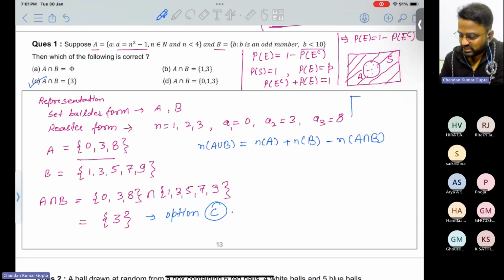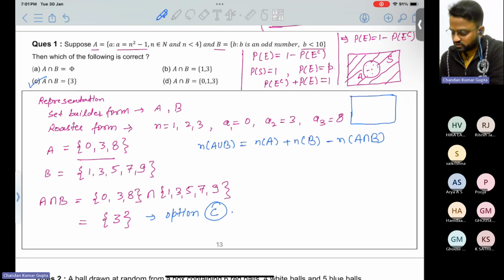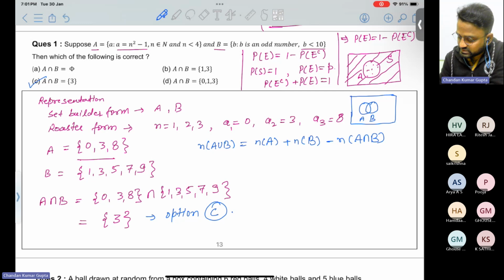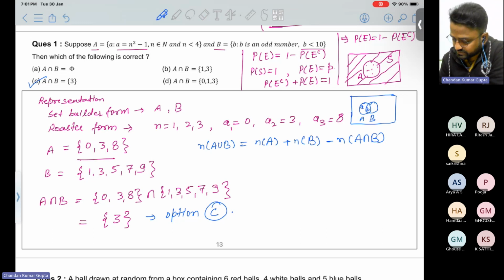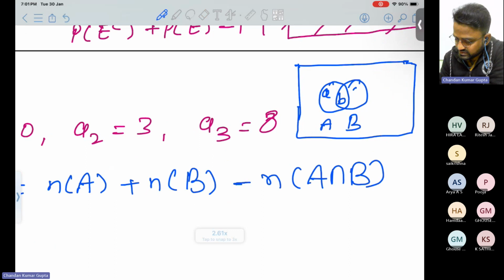Let's try to visualize this thing, because proving is not possible here. Suppose it's A, it's B. Set A, set B, and this square is a universal set. Here we can see that suppose here is element A, element B, and here C is there.